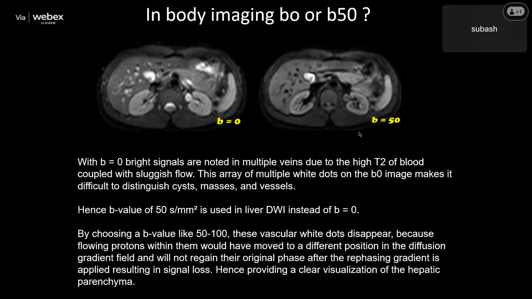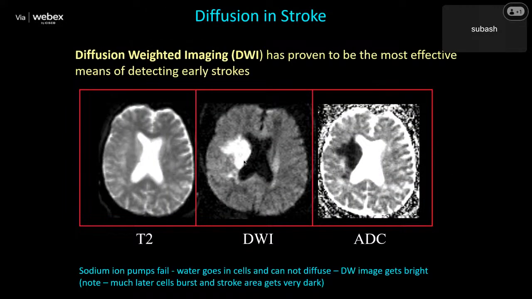In body, you use a lower value of 50. So all these areas which were bright here have already become dark. You can see only the areas where you have a restricted diffusion. And this has a great application in the detection of stroke.